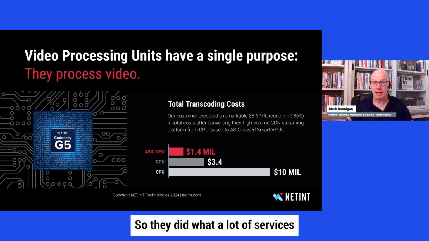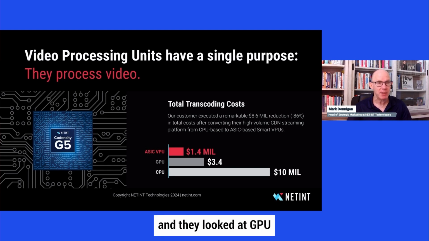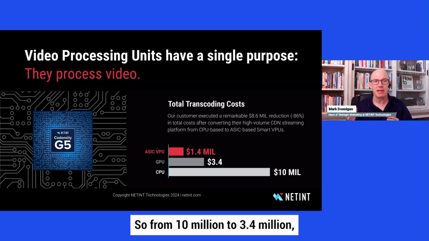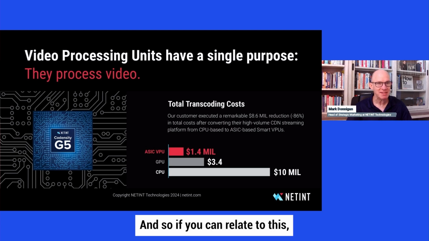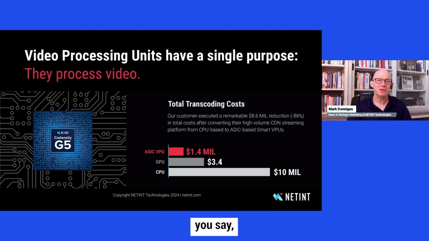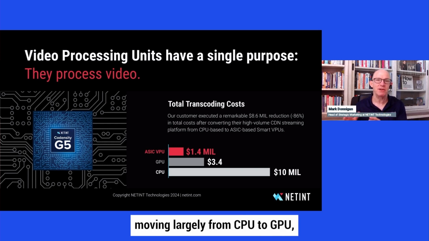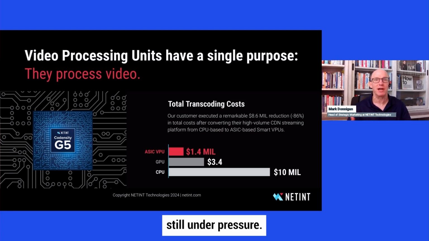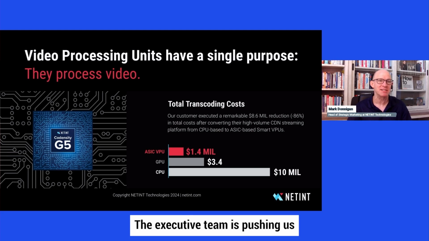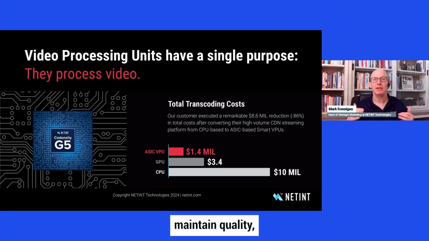So they did what a lot of services have done. They looked at GPU and ended up adopting GPU and got tremendous gains. You can see, 62, 63% reduction, which is phenomenal. Amazing. So from 10 million to 3.4 million. But everything is under pressure. And so if you can relate to this, if in your own business you say, yes, we've largely done the same, and yes, we had a very nice benefit moving largely from CPU to GPU, but now we're still under pressure. The executive team is pushing us to not reduce quality, maintain quality, but reduce our costs even further. And this platform had the same challenge.